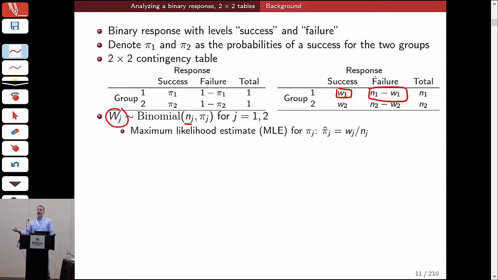Of course, the maximum likelihood estimate for this probability of success is the observed proportion of successes. So pi hat sub j is the maximum likelihood estimate for pi sub j, and it's simply w sub j divided by n sub j.